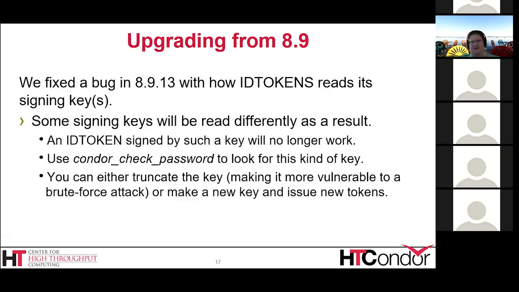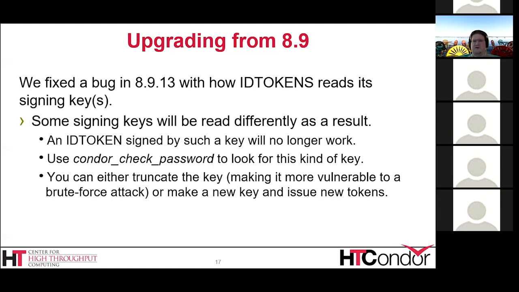If you're upgrading from 8.9, this really only applies if you were already using ID tokens. And if you already were using ID tokens, thank you. It was super helpful to us to have people trying that out in the development series. And one of the results there is that we found a bug with how the ID tokens method reads its signing keys. Those signing keys are how it verifies these ID tokens that are being presented to it, claiming to be proof that the other daemon has a particular authentication. The upshot is that some of the signing keys will be read differently as a result, and all of the ID tokens signed by such a key will no longer work in 9.0.